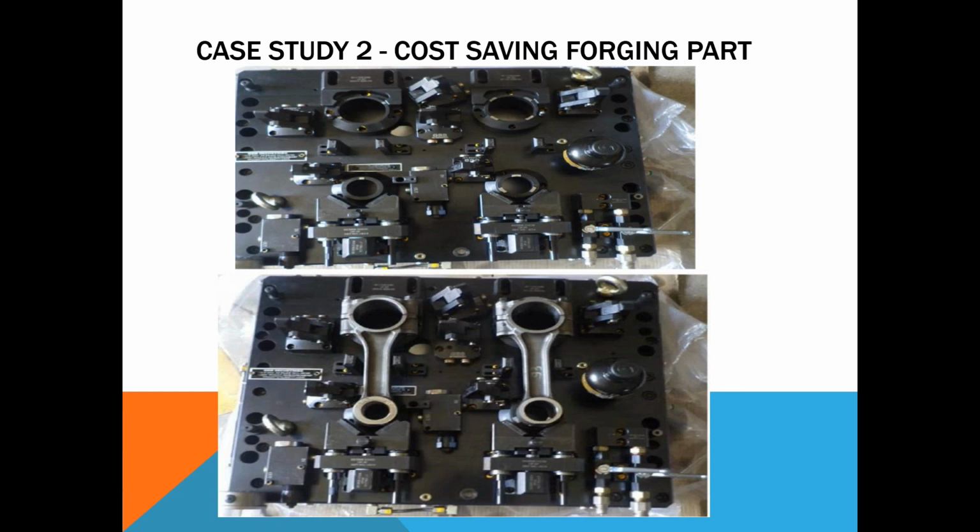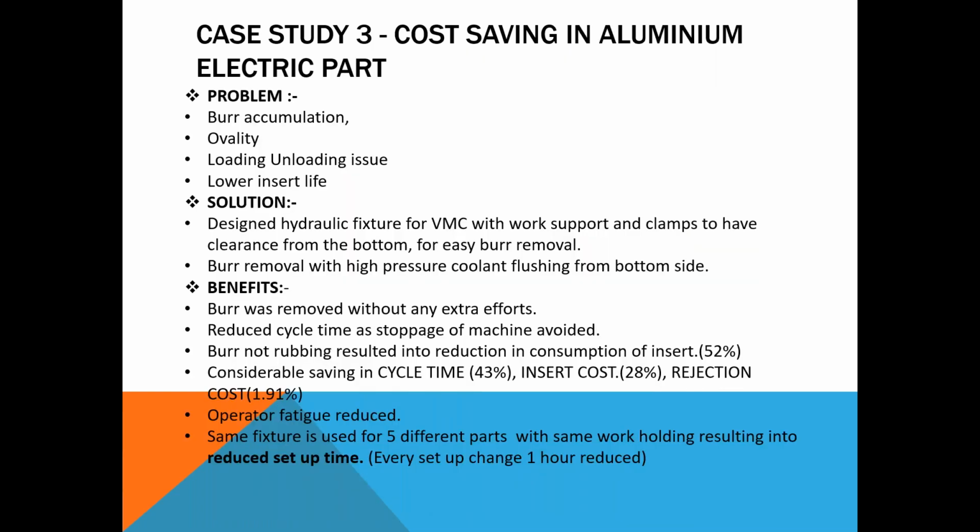This is a forging part. We have taken cases from different industries. Now this is a case study of an electric casing, an aluminum part of an electric. Here also there was an issue of burr accumulation. I'll show you this. There was a burr accumulation.